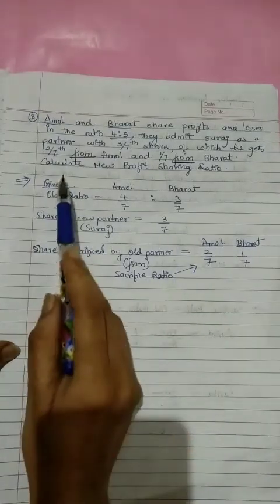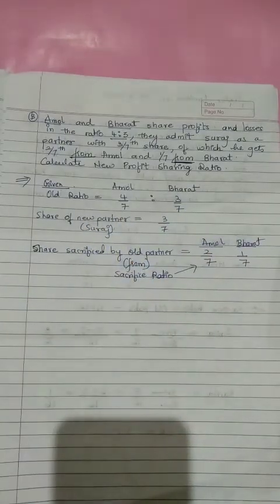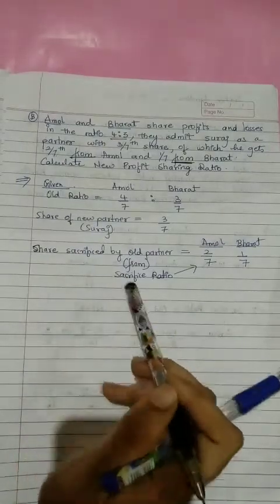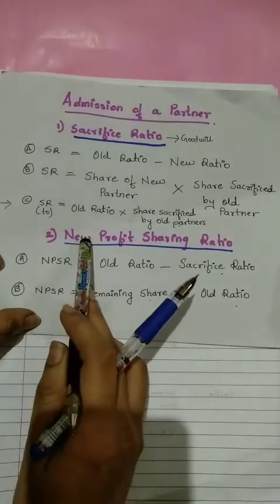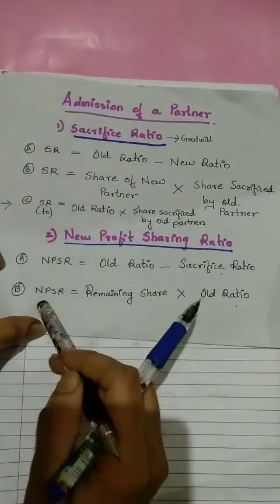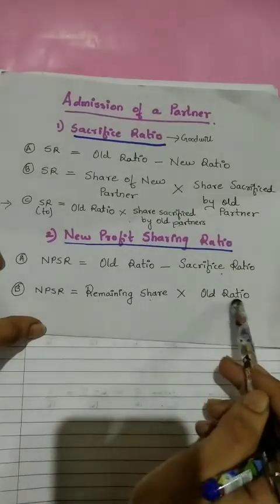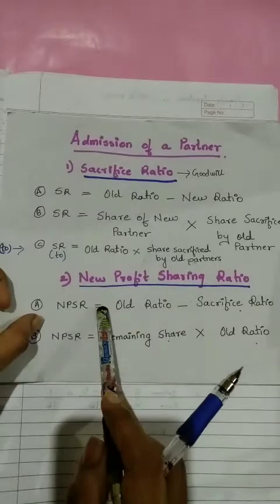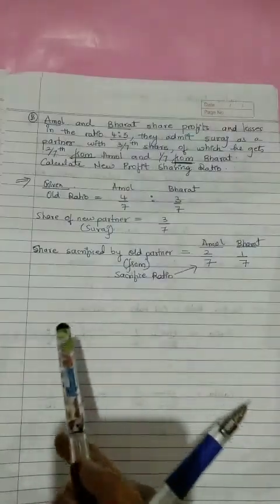So what has been told to you all in the question? Calculate the new profit sharing ratio. So we have with us the old ratio, the share of a new partner, and we also have the sacrifice ratio. So we have to calculate the new profit sharing ratio. There are two formulas: old ratio minus sacrifice ratio, and remaining share multiplied with old ratio. So as per the information that we have, old ratio and sacrifice ratio, we can apply the first formula.